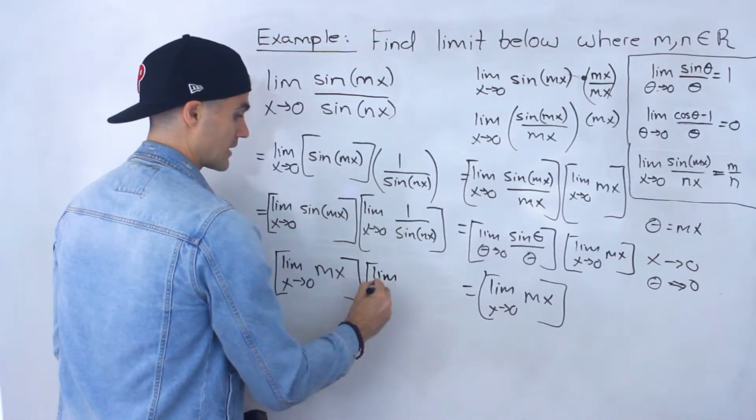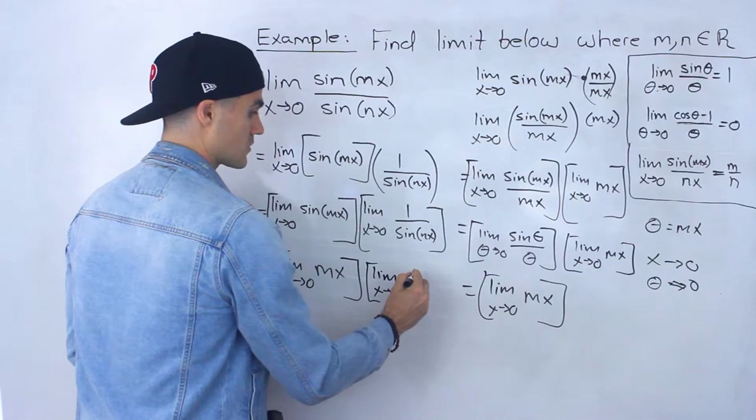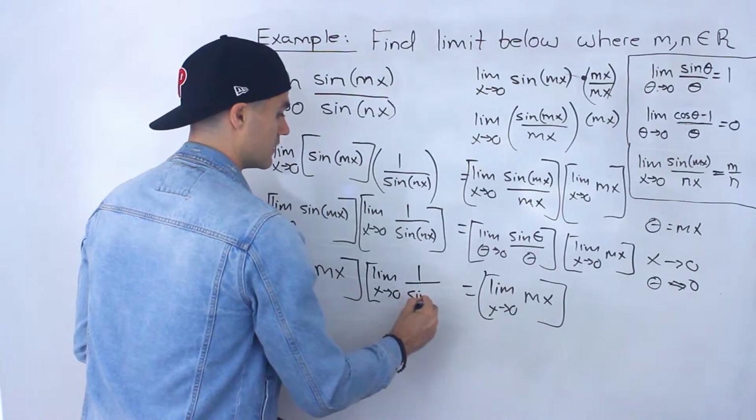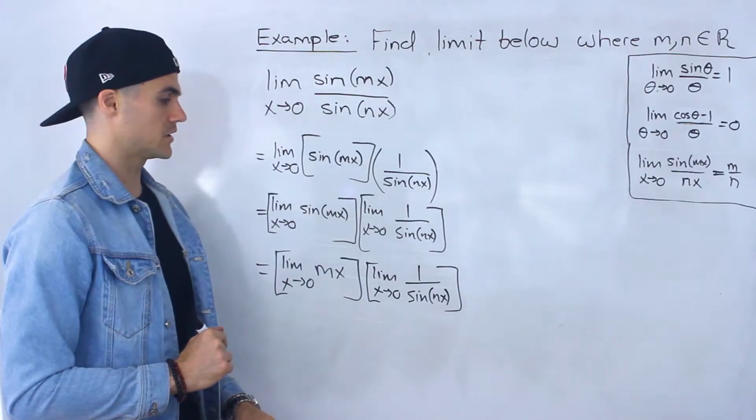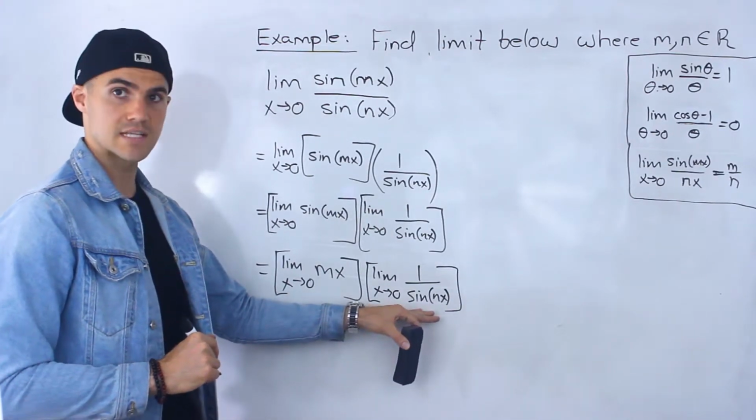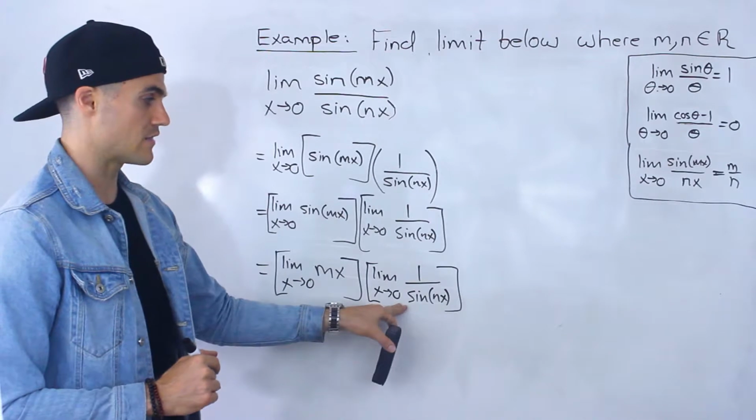We haven't touched that limit yet, so we've got the limit as x approaches 0 of 1 over sine nx, like that. So now I'm going to work with this limit and see what we can simplify this bracket to.